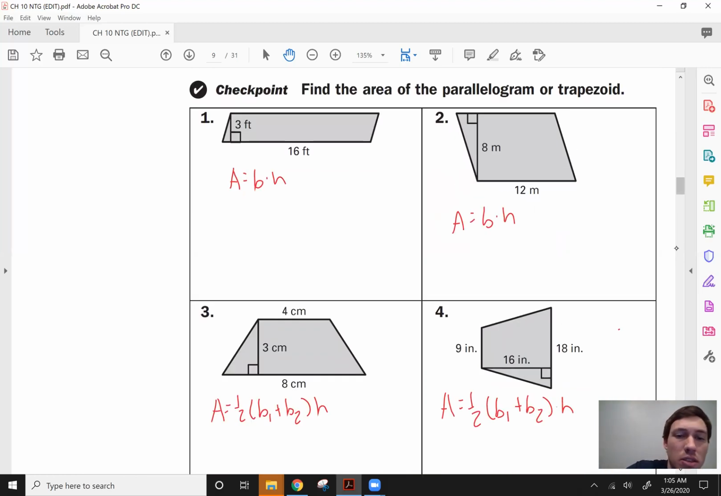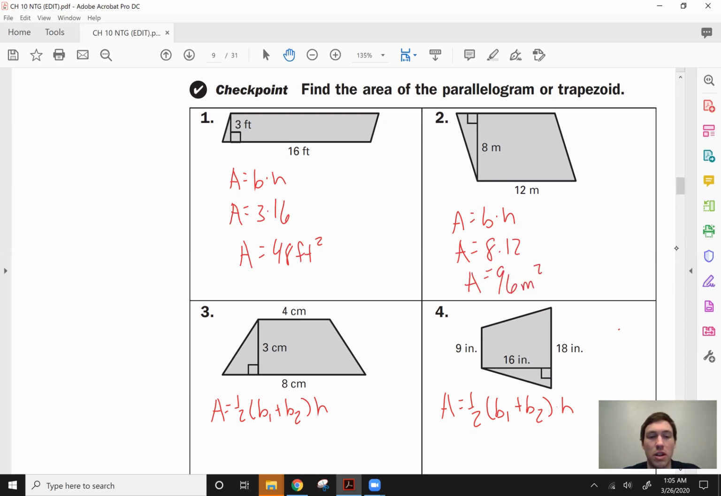So in this case, area is just going to be equal to 3 times 16, which is going to be 48 feet squared. This one, area is just going to be 8 times 12. So area is 96 meters squared.